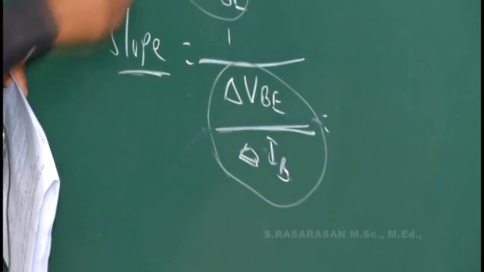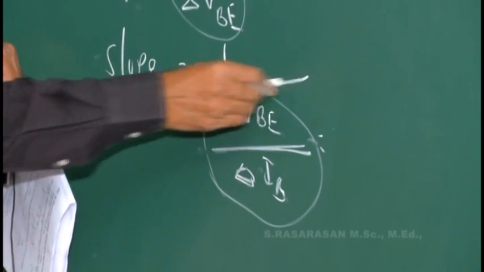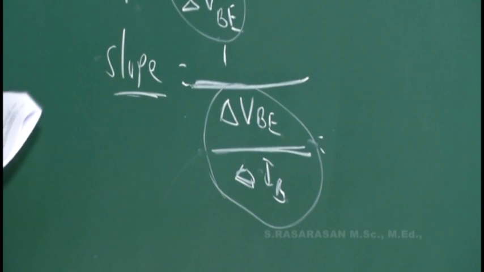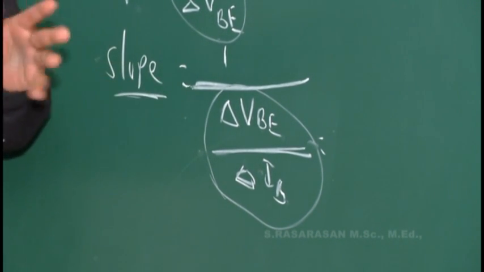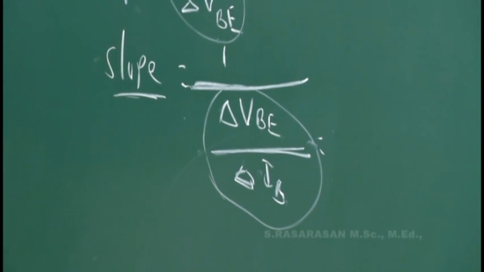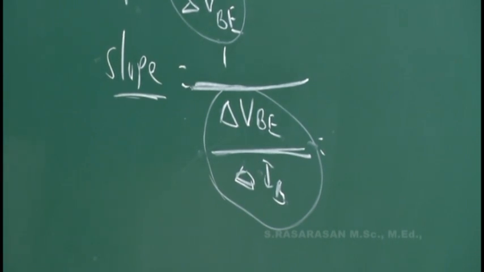So the slope of this input characteristic curve gives the reciprocal of input impedance. It is not equal to input impedance. Slope is equal to the reciprocal of input impedance. Slope of the input characteristic curve gives the reciprocal of input impedance. It is option C.